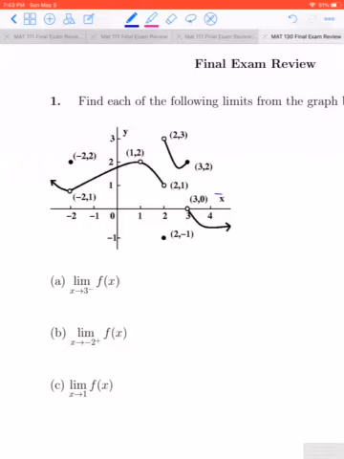Let's go through the final exam review for Math 130. In question number 1, they want us to find a few of the limits graphically. In part A, it's find the limit as x approaches 3 from the left.